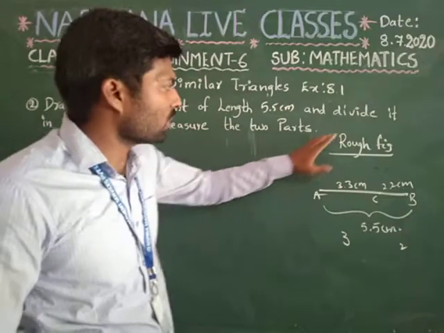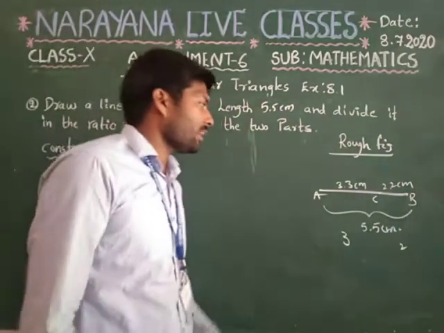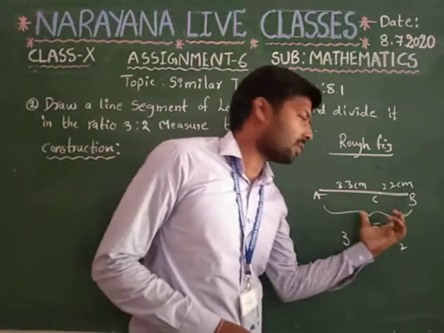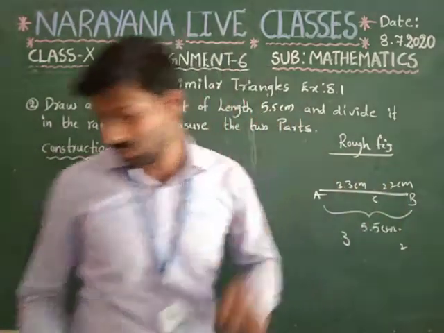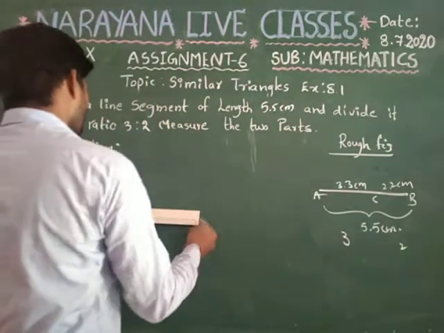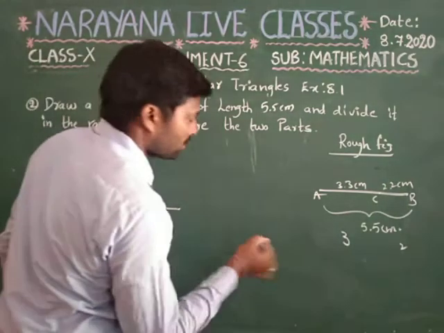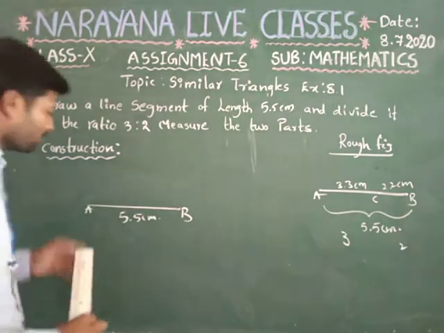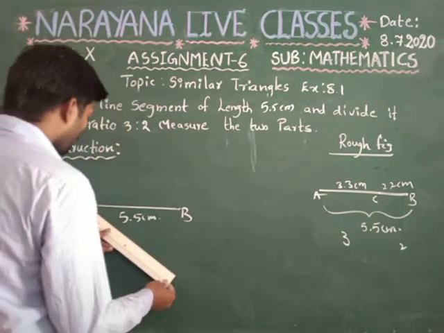Similarly, we have to draw the rough figure and label it based on the given measurements. And let's start the construction. In this, first of all, we have to take AB as the line segment whose length must be how much? 5.5 centimeter. First of all, we have to draw this line segment whose length must be 5.5 centimeter. Similarly, we have to draw ray AX which makes an acute angle with respect to AB.